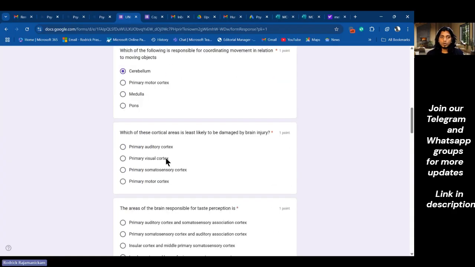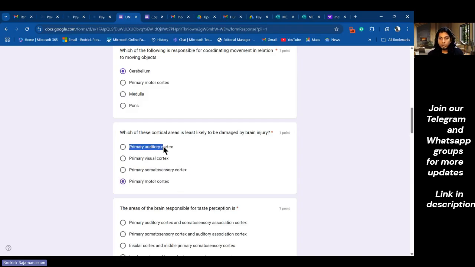Right. So which of these cortical areas is least likely to be damaged by brain injury? It's not primary visual cortex because it's right at the back. Somatosensory cortex is also exposed. Motor cortex is just adjacent to it.